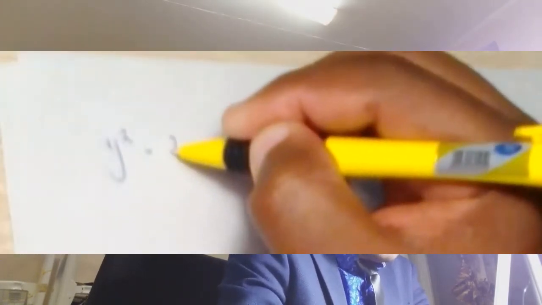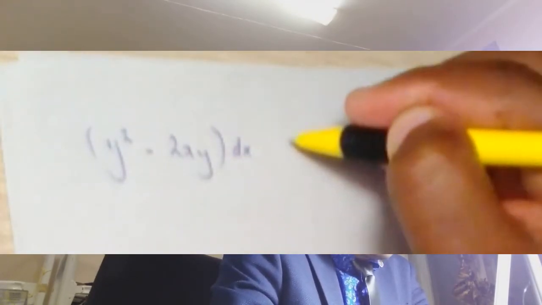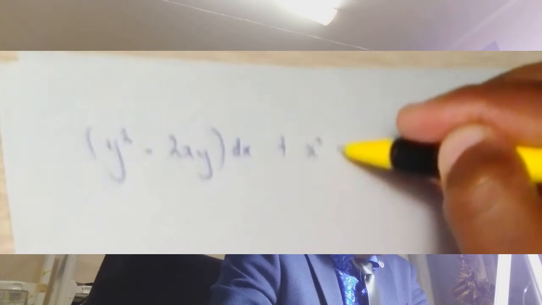So let me just give an example of an equation, let's say y squared minus 2xy all multiplied by dx plus x squared multiplied by dy is equal to 0.